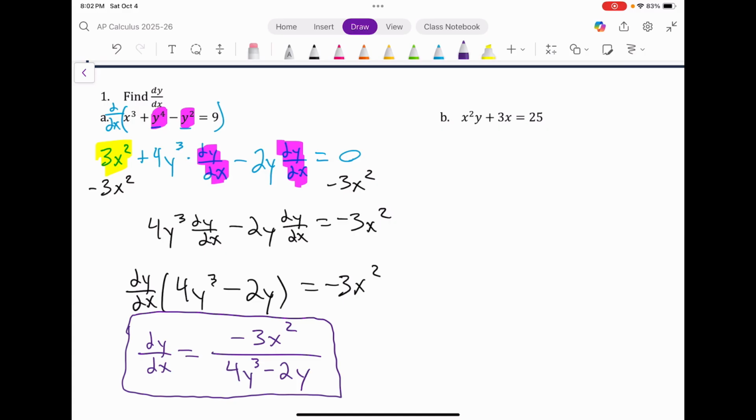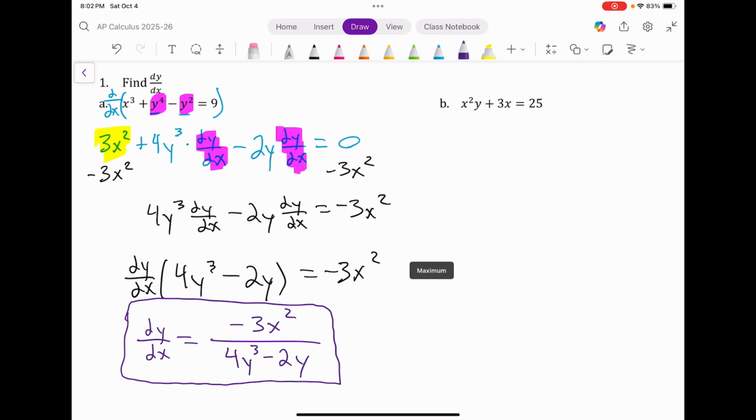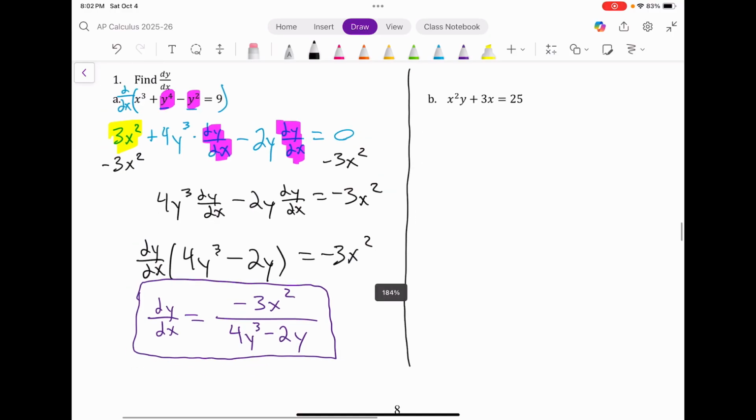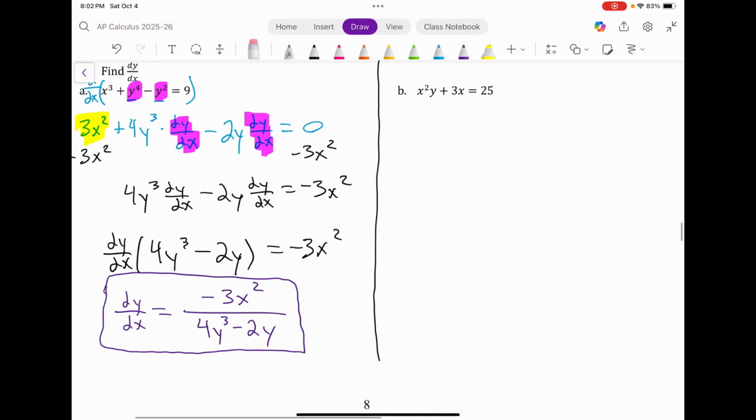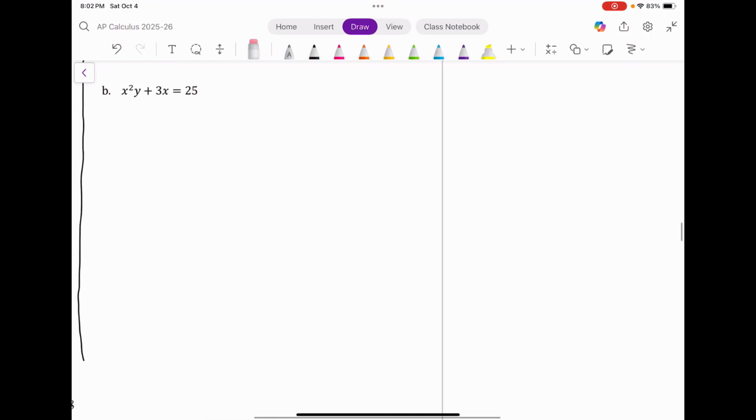So we have x's and y's all involved in the derivative, which is totally fine. And so if we want to evaluate the derivative at a certain point, we would just need to have the ordered pair of the point in order to find the derivative or find the equation of the tangent line, which we'll do an example of that later.